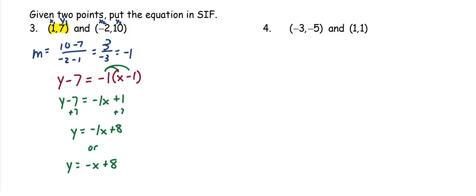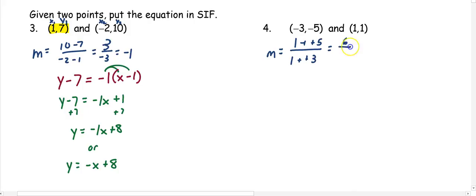Number 4, I need to find my slope first. So when I find my slope, I have 1 minus negative 5 over 1 minus negative 3. So 2 negatives make a plus, so we have 6 over 4, which reduces to 3 over 2.